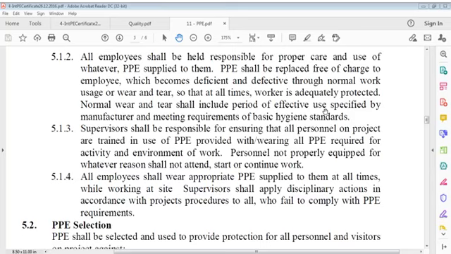All employees shall wear appropriate PPE supplied to them at all times while working at site. Supervisors shall apply disciplinary actions in accordance with the project's procedures to all who fail to comply with PPE requirements.